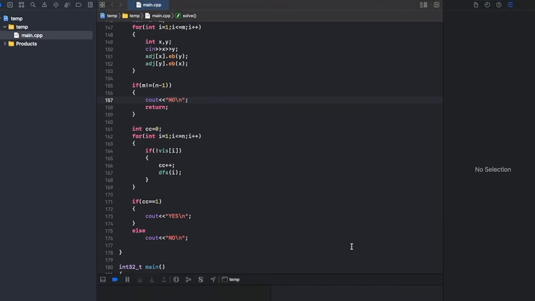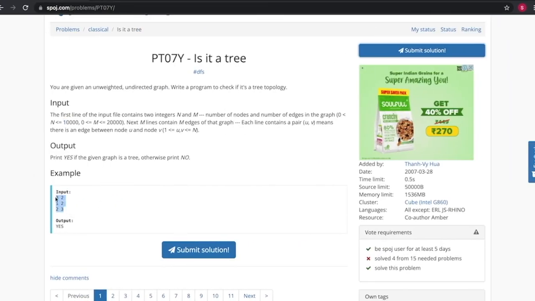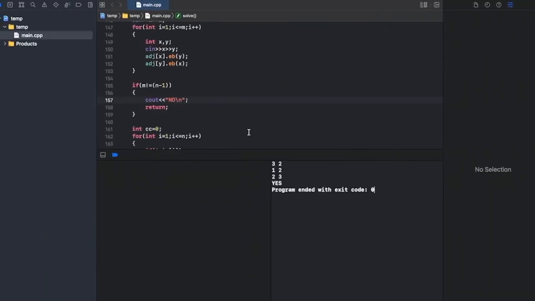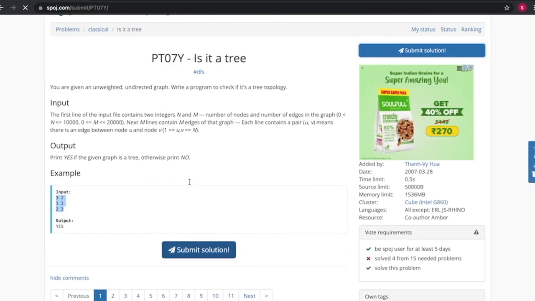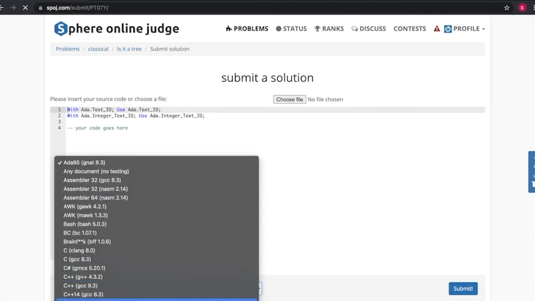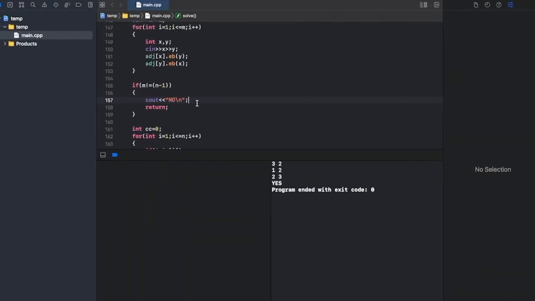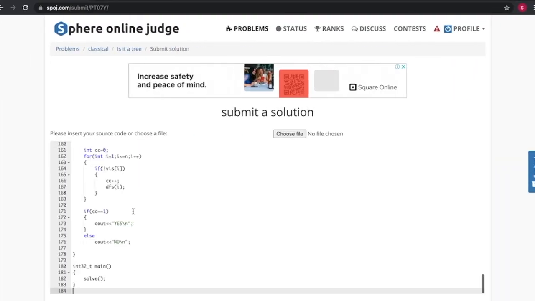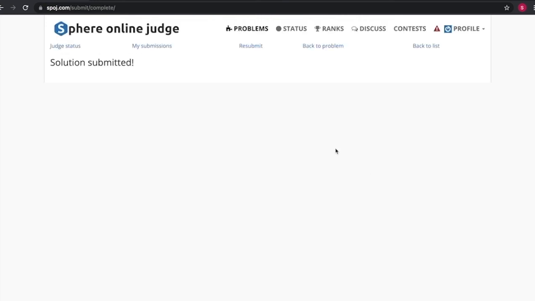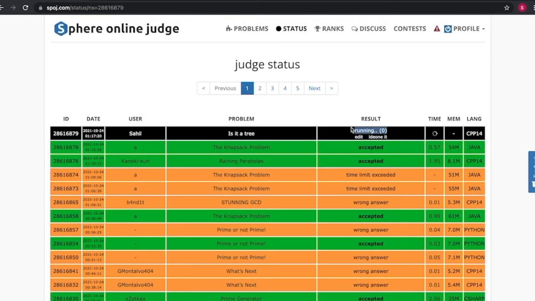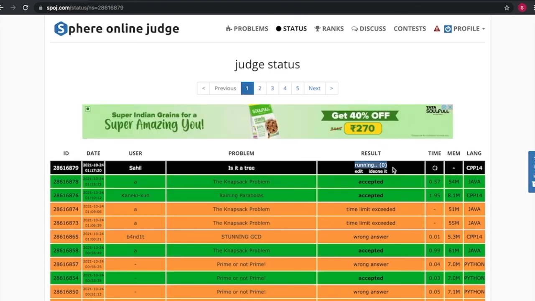So now we'll try to run on the sample inputs. It is working. Okay, so the code is accepted.